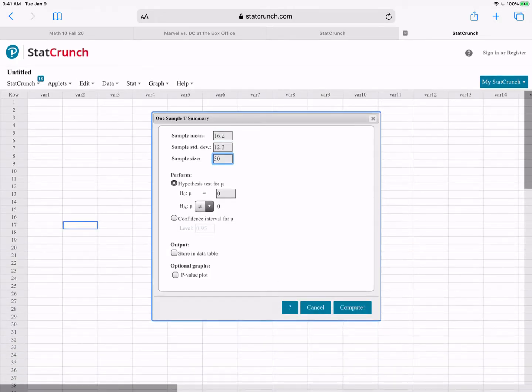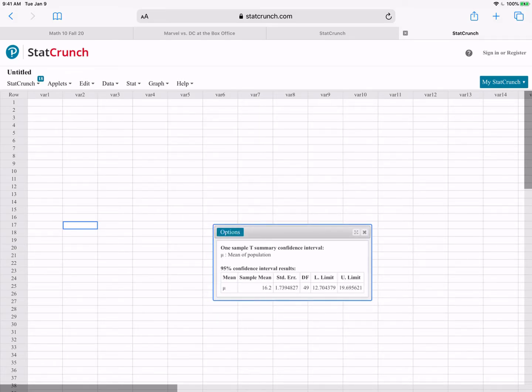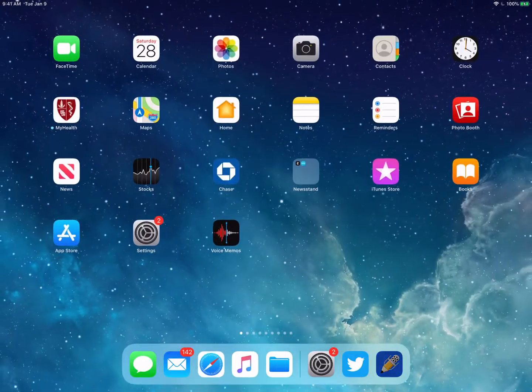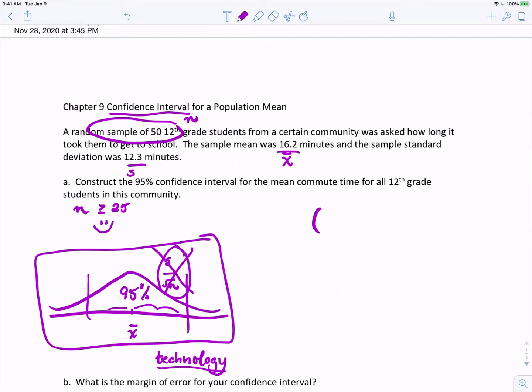By entering the sample mean, the sample standard deviation, and the sample size, StatCrunch will draw that picture. It will find the standard error for that sampling distribution, and use it to find the confidence interval. So we don't have to do any of that work ourselves. We say we'd like a confidence interval, check that we want the 95% one, and press compute. The lower limit is 12.7, and the upper limit is 19.7. Let's record that. We have a confidence interval of 12.7 to 19.7.